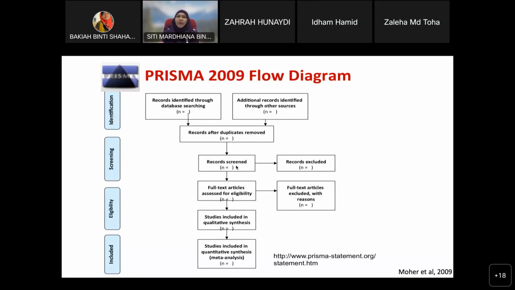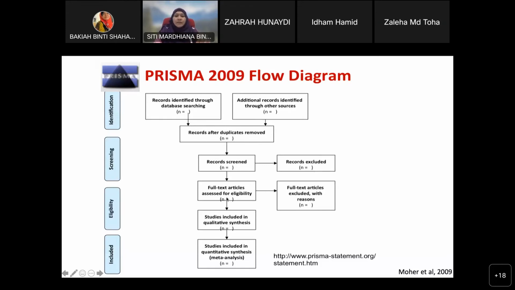For example, from 1,000, you see that only around 500 papers are related to your research questions and your objectives. So those are the papers that you're going to write here. And records excluded are those that are not related to your title, to your topic of interest.